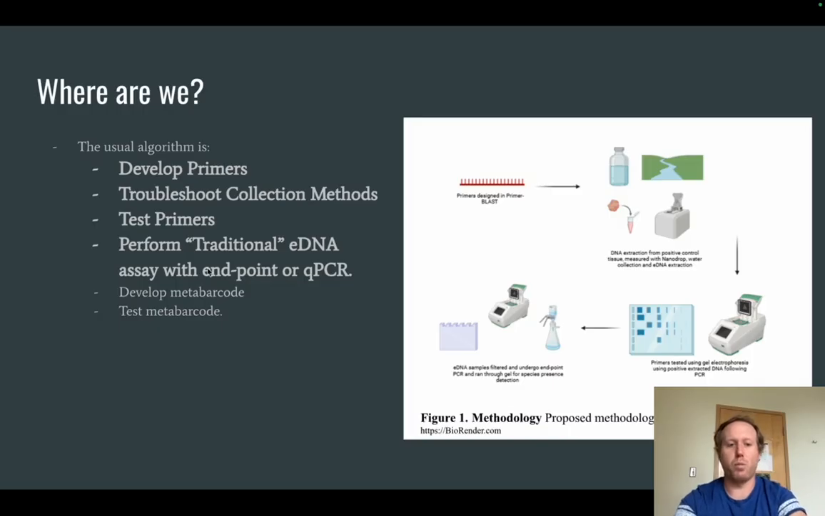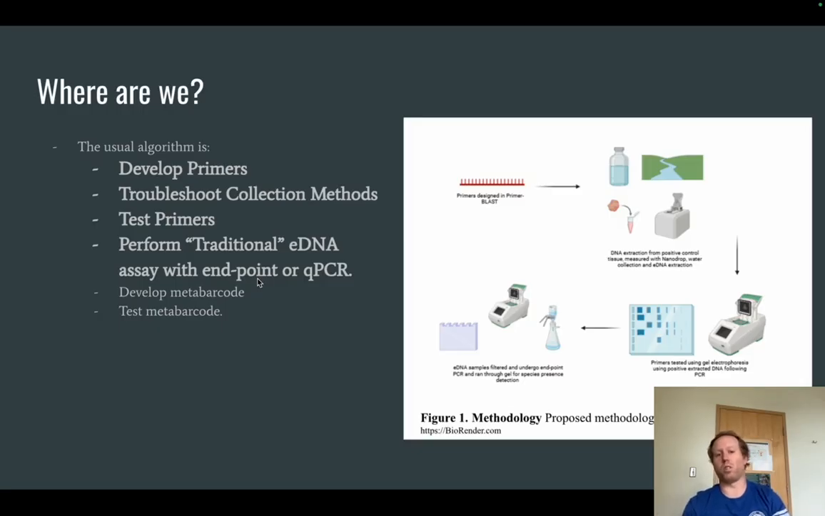So once we have our primers tested, we can do the traditional eDNA assay. And then we'll look for whether these primers worked in some gel electrophoresis. And then we'll filter these water samples and then extract DNA from those water samples to see if the primers that we tested will give us any idea of presence or absence of freshwater mussels there.